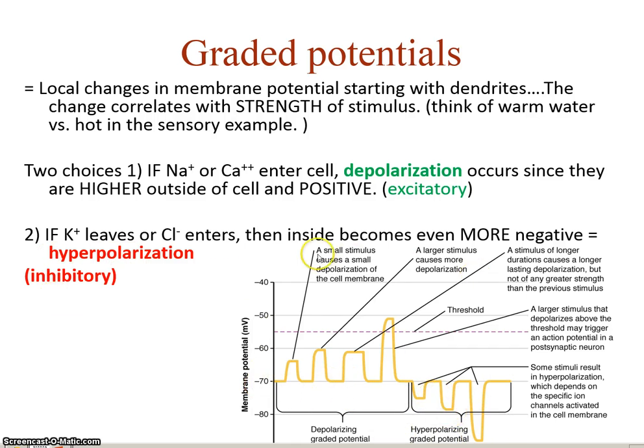So this nice figure again, small stimulus causes small depolarization, doesn't make threshold, no action potential. Larger stimulus, right, causes more, but still not enough, right? A stimulus of longer duration causes a longer lasting depolarization, but again, it's about the strength. Here we have a larger stimulus that depolarizes above threshold, above that, right, negative 55, and this may trigger, or should trigger, an action potential in the next neuron in line after it moves down the axon of this neuron.